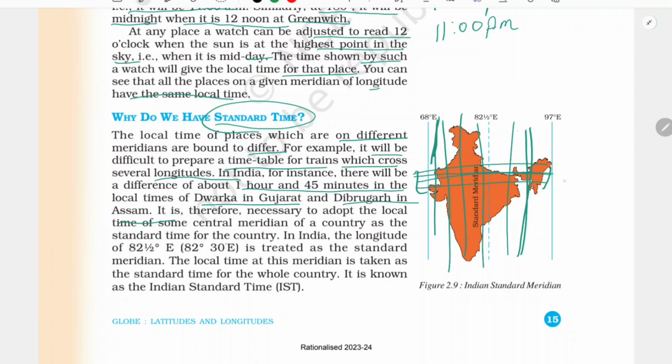But as we are one country, we have taken a standard meridian, just like Greenwich for the world. For our country also we have taken a standard time, because our country is not a very big country like Russia, where you will find 12 time zones, because it is not possible for them to adopt a single standard time as it is a very big country. So it is necessary to adopt the local time of some central meridian of a country as the standard time for the country.